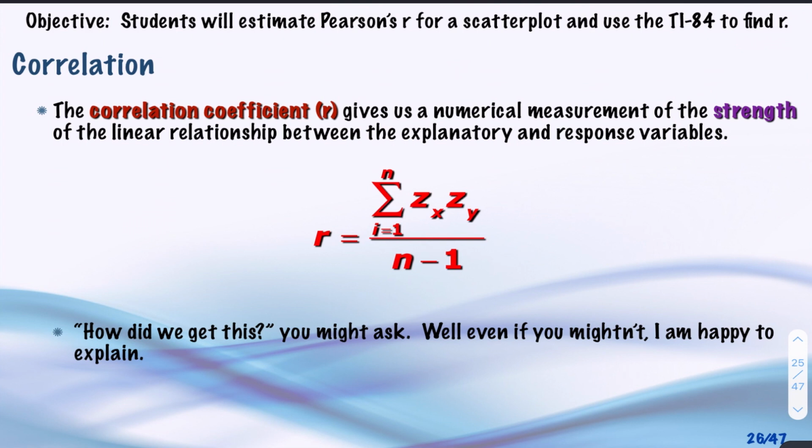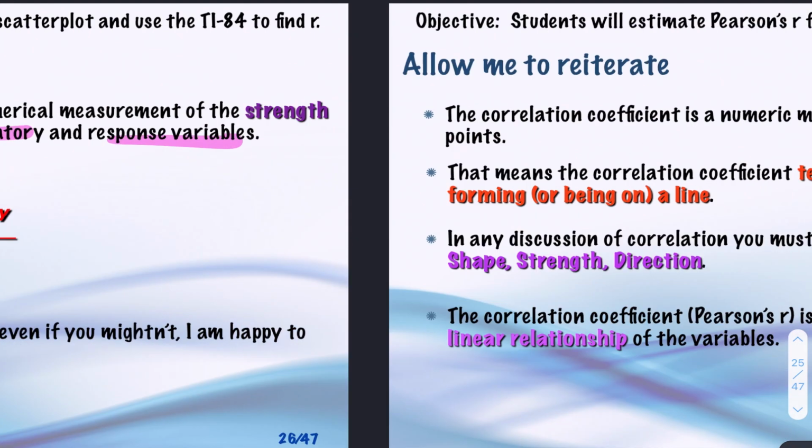Okay, so this gets to this whole idea of the correlation coefficient, which is our focus. The correlation coefficient gives us a numerical measurement of the strength of the linear relationship between the explanatory and response variables. It is calculated, so we say r equals the sum of the z-scores of x times the z-scores of y, divided by n minus 1. Now, how did we get this, you might ask? Well, even if you might not, or even if you don't want to know, I'm happy to explain.